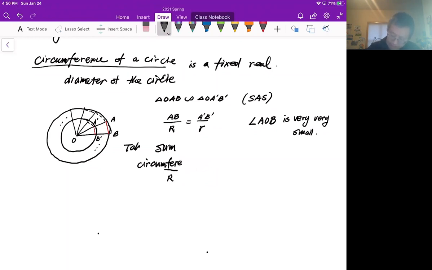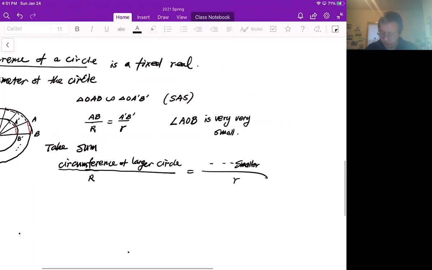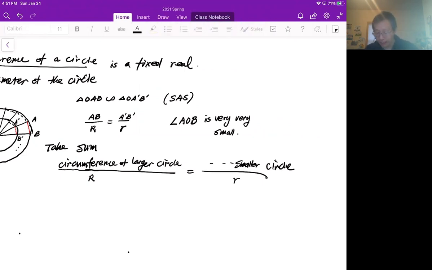So take the sum of the circumference of the larger circle, right? And divide by r, that's equal to the circumference of the smaller circle, right? And so that's why the ratio is the same. Everyone's okay? So I just actually proved it.